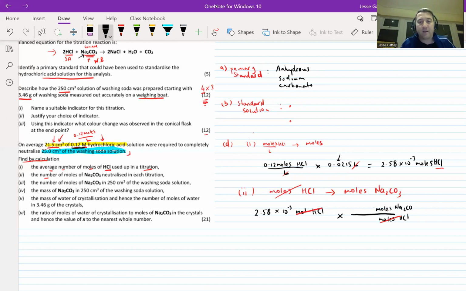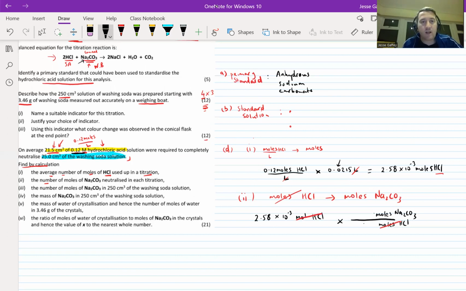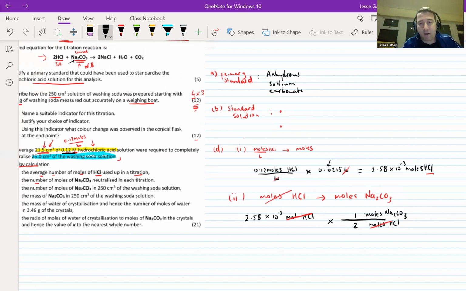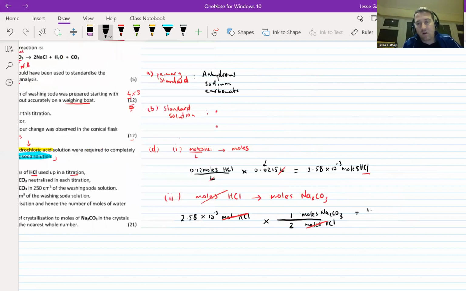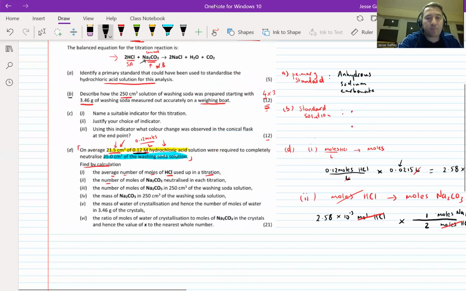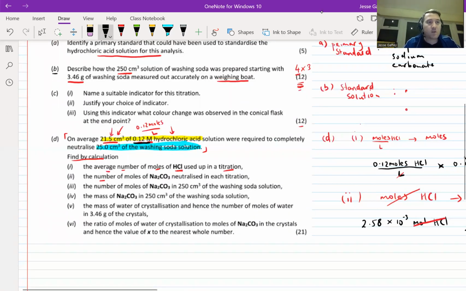Now, from my balanced equation, I can see that it's 2 moles HCl for 1 mole Na2CO3. So stick that in my calculator now, the sum here, and I will get 1.29 by 10 to the minus 3. And that's moles of Na2CO3. Okay, all right, well done. If we got that, that's part 2 done. Okay, so we've got that one done, and we've got that one done.